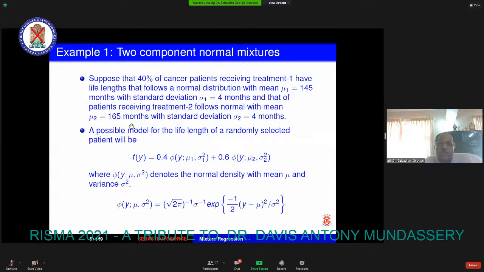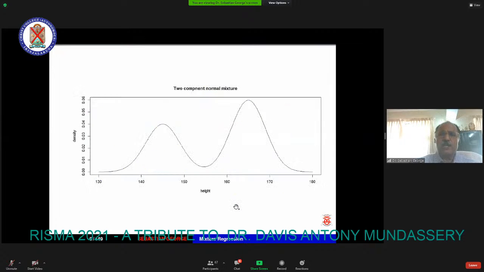But the problem is that the patients don't know which treatment they have received, whether treatment number 1 or treatment number 2. So a possible model for the life length of a randomly selected patient will be of this form, where this denotes the normal probability density function with the mean mu1 and the variance sigma. See, the structure of this probability density function is not the normal model, but the mixture of normal model.